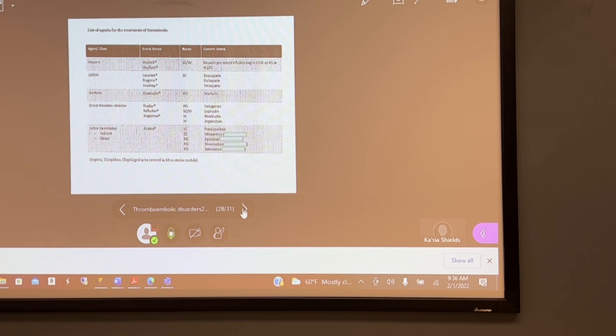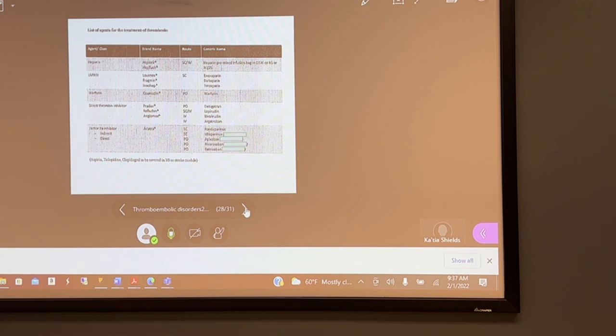This is a summary slide listing the agents that can be used in the treatment of thromboembolism: heparin, low molecular weight heparin, warfarin, direct thrombin inhibitors, and selective factor Xa inhibitors. This is where you have fondaparinux and some others, apixaban, rivaroxaban. All of these are new now and are available in the market.